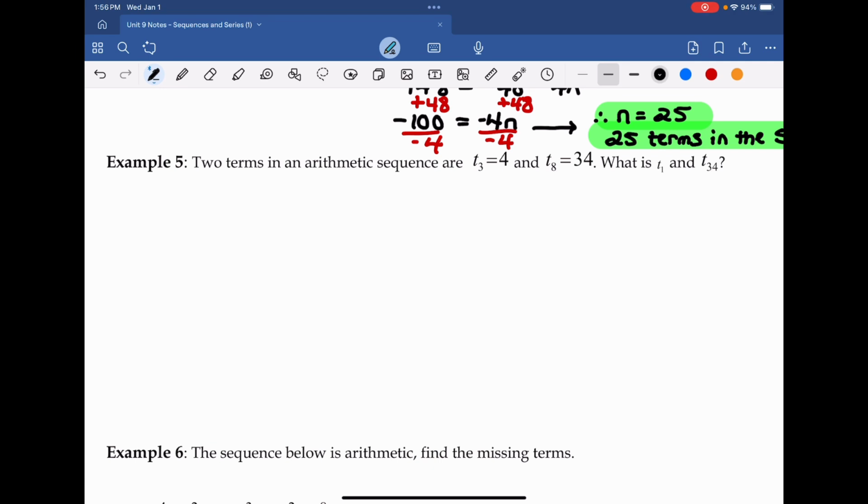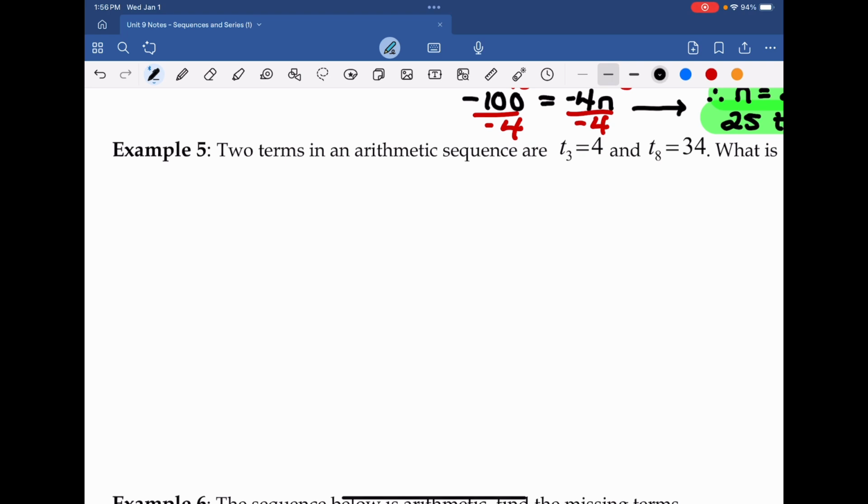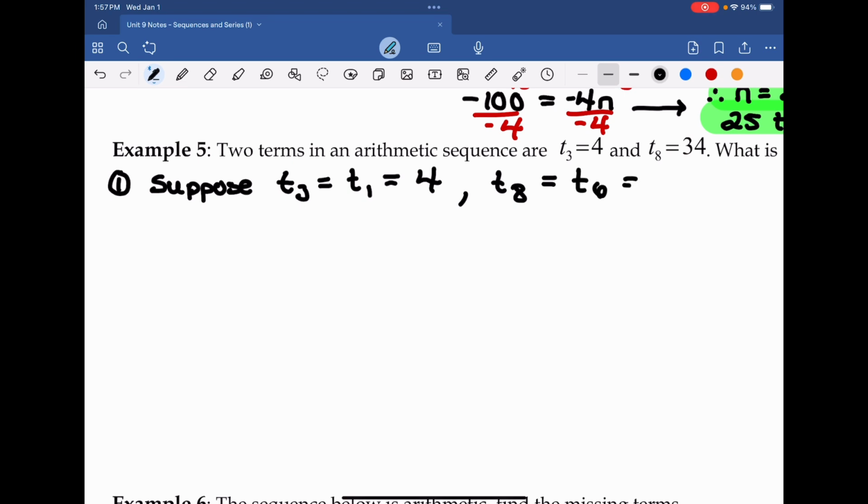Now, I'm going to show you two ways of getting the common difference. One is a little bit more applied. The other one is pretty straightforward. So let's say I had T3 and T8. And I want to do the following here, just as a way to possibly solve this. Let's first of all suppose that the T3 is equal to the T1 in this, which is equal to 4. And we're also going to suppose that that T8, if we realize that to go from T3 and make it the T1, we had to go back 2 positions, that means that the T8 is actually going to be the T6, which is 34.